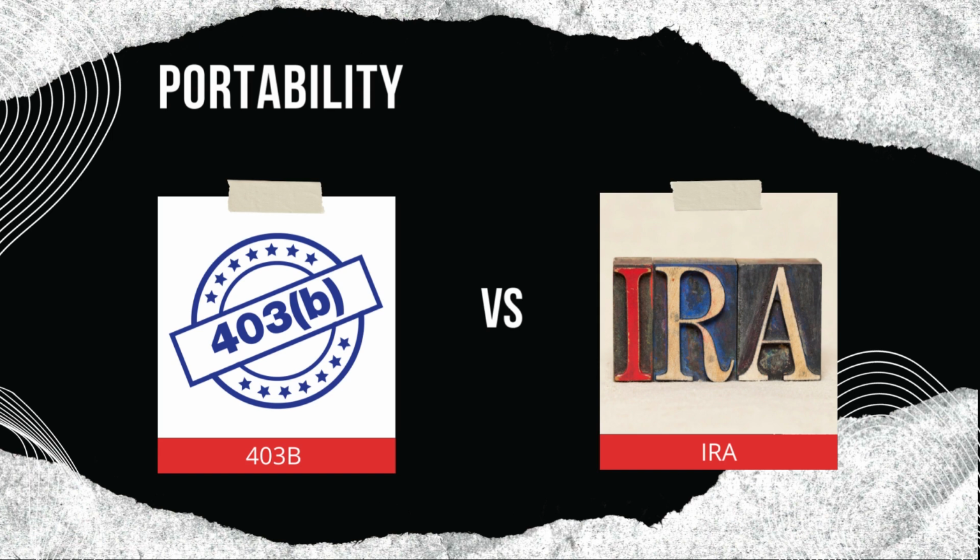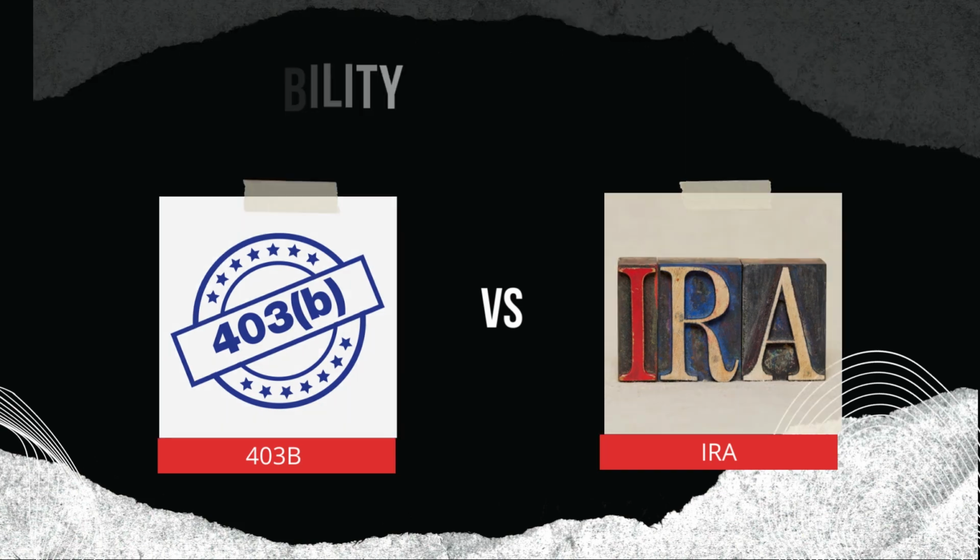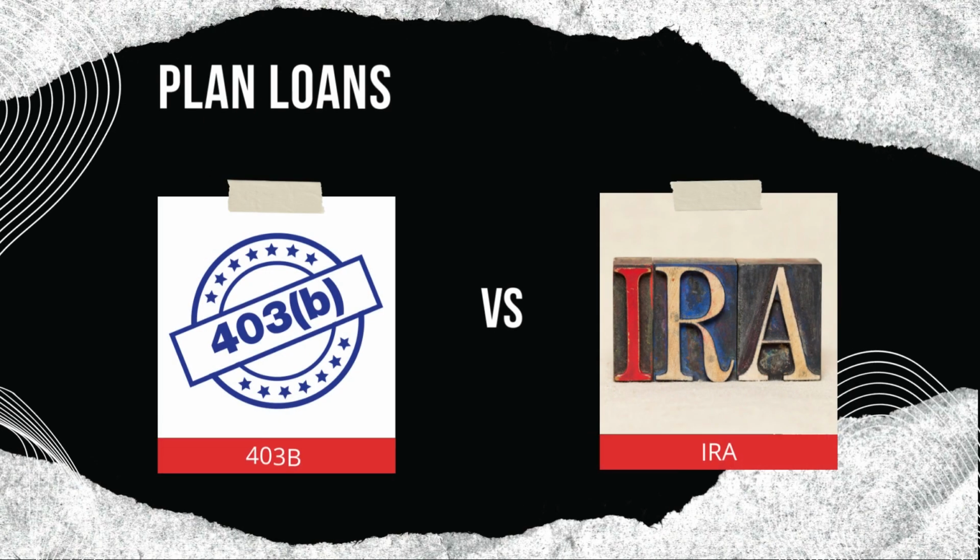Portability. If you change jobs, you may be able to roll over your 403B account into an IRA or another employer retirement plan. However, if you have a traditional IRA and you are participating in a retirement plan at work, you may not be able to deduct your contributions to the IRA depending on your income.